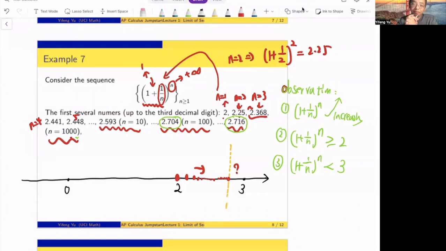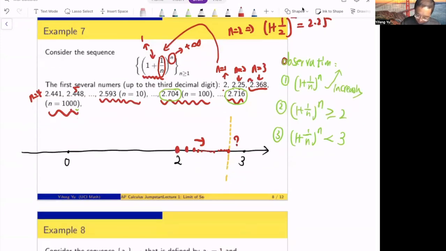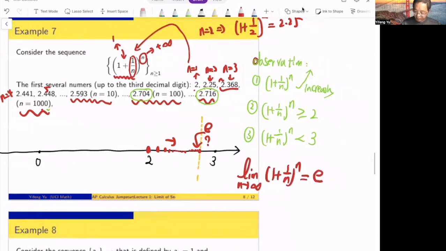So which number? The answer is we do not have a simple way, like a fraction or a square root, to describe the number. The limit is e, the base of the natural logarithm. As n goes to infinity, the limit of the sequence equals the number e. So this is one way to define the number e.